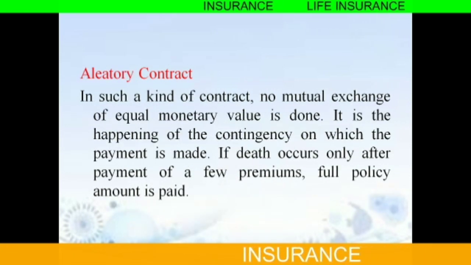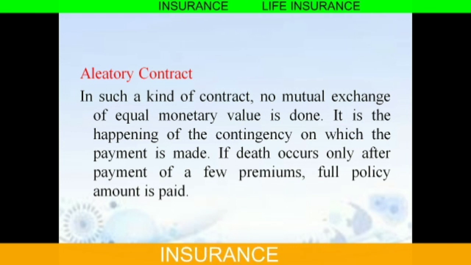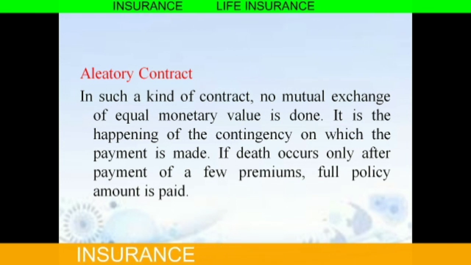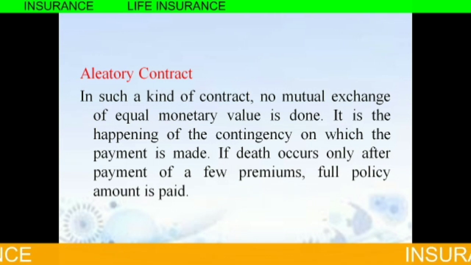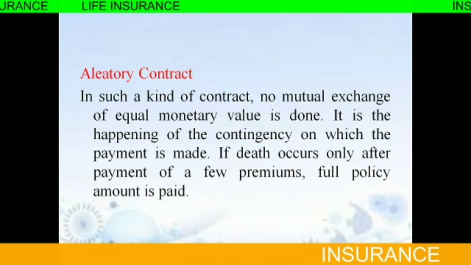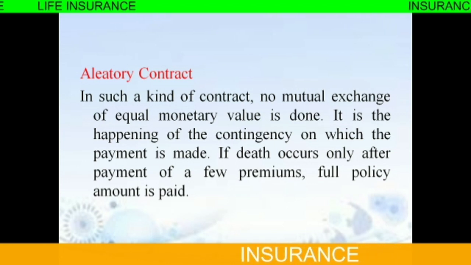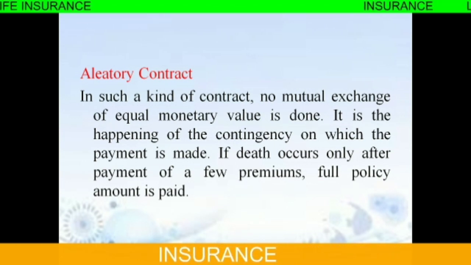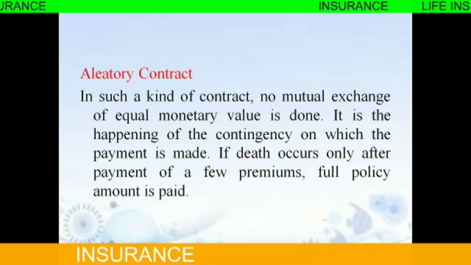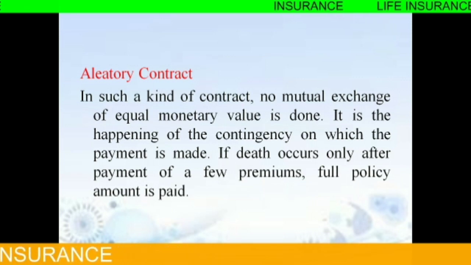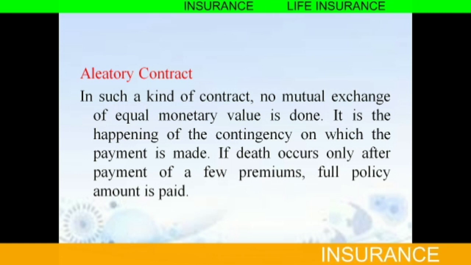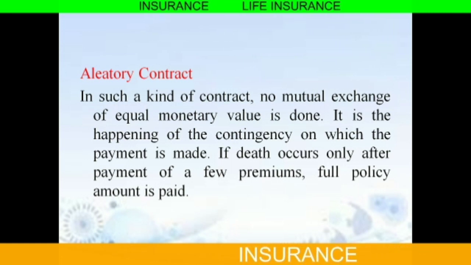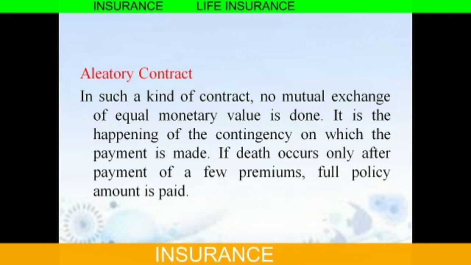And the next one is an aleatory contract. In such a contract, no mutual exchange of equal monetary value is done. It is the happening of the contingency on which the payment is made. If death occurs after payment of a few premiums, the full policy amount is paid. So that is why it is called an aleatory contract.